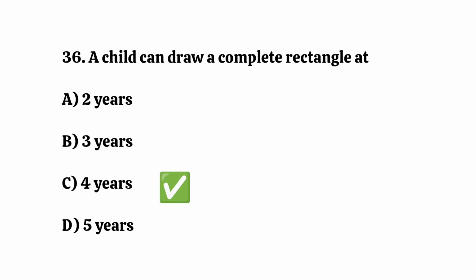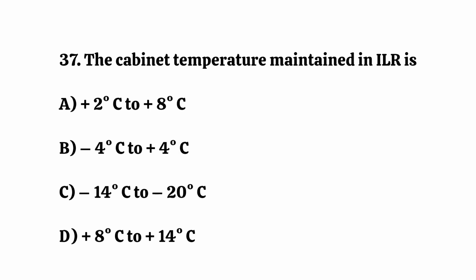4 years. Next question. The cabinet temperature maintained in ILR is A. plus 2 degrees Celsius to plus 8 degrees Celsius, B. minus 4 degrees Celsius to plus 4 degrees Celsius, C. minus 14 degrees Celsius to minus 20 degrees Celsius, D. plus 8 degrees Celsius to plus 14 degrees Celsius. Correct answer is option A. plus 2 degrees Celsius to plus 8 degrees Celsius.